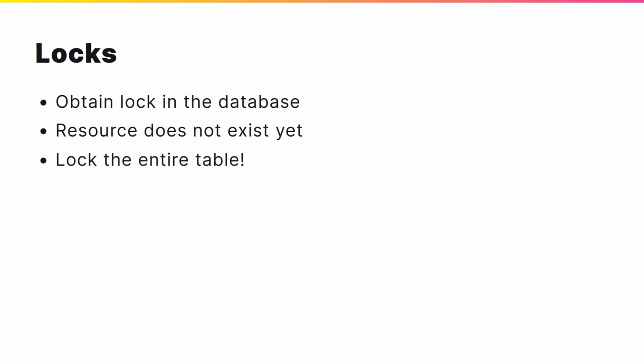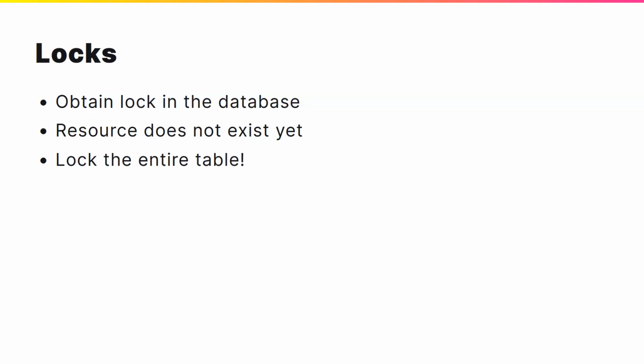So at this point, hopefully it's clear that if we want to obtain a lock, we need to obtain a lock in the database, okay? Because this is where all the applications and all the processes and all the servers interact. There's a single place where everything goes to, and that's the database, okay? So once we understand that we need to obtain a lock at the database level, the next question is, what do we need to lock?